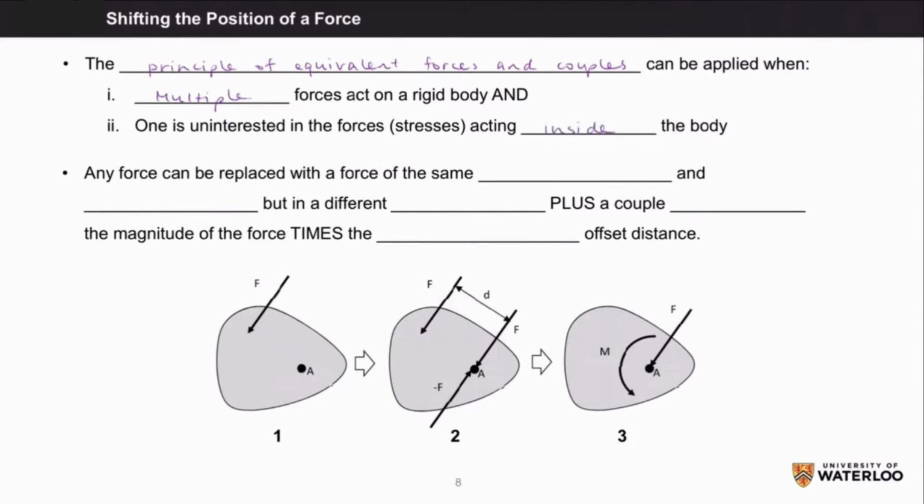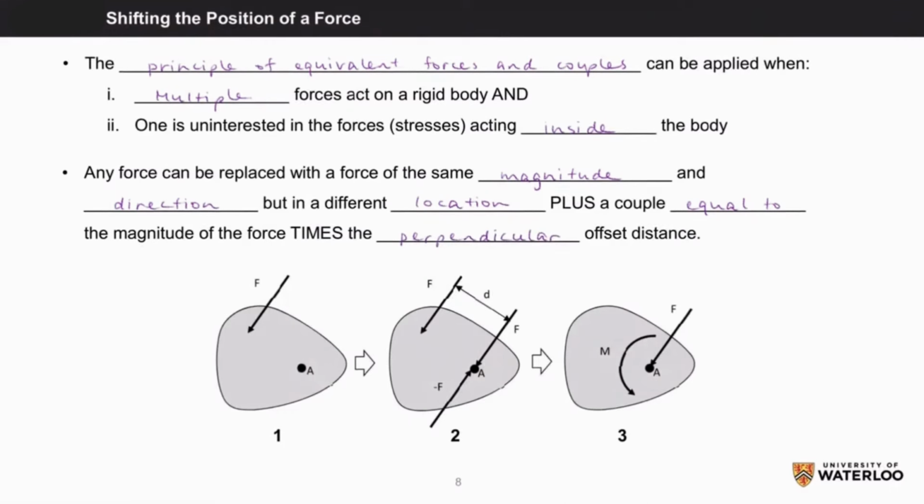Stemming from this idea is an important principle that suggests that any force can be replaced with a force of the same magnitude and direction but in a different location, plus a couple that's equal in magnitude to the force times the perpendicular offset distance. Let's see what this means using the graph shown below.